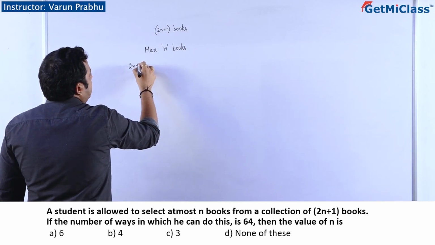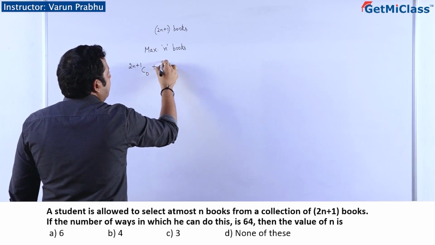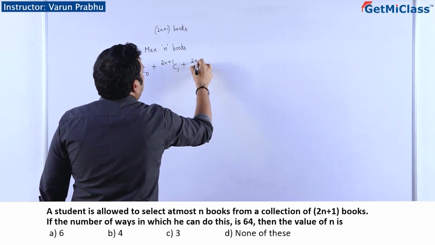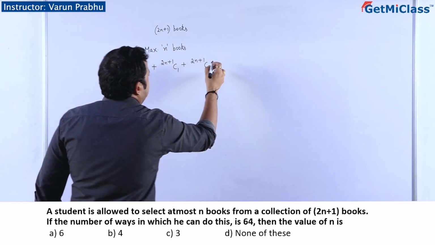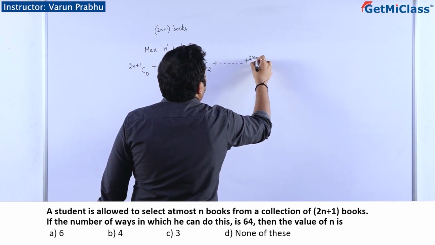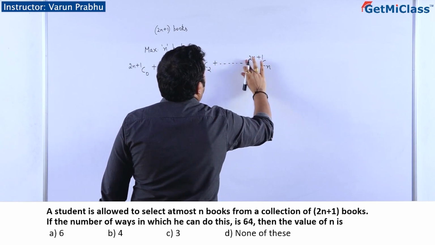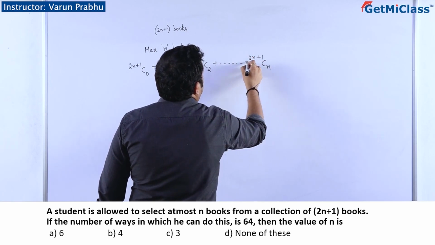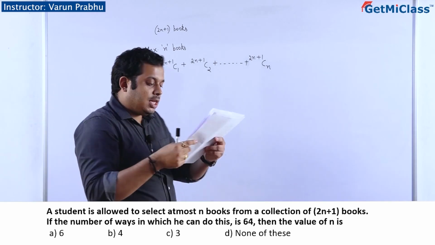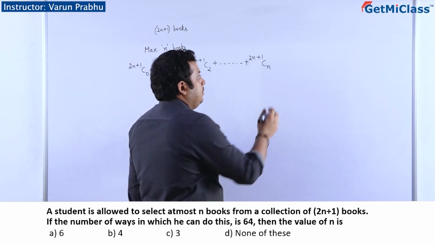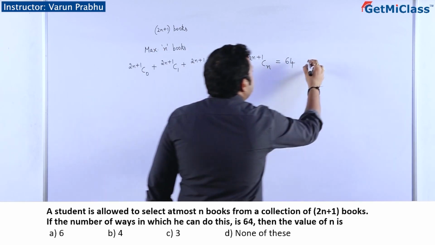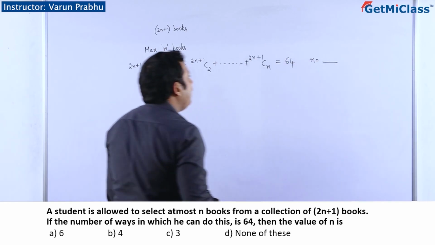First the student will select no book at all, or the student will select one book from 2n plus 1 books, 2n plus 1 C2 like this, plus so on up to plus 2n plus 1 Cn, correct or not? Plus 2n plus 1 Cn. Okay, the total number of ways in which this can be done is equal to 64, it seems. Now the question is asking you to calculate what is the value of n.